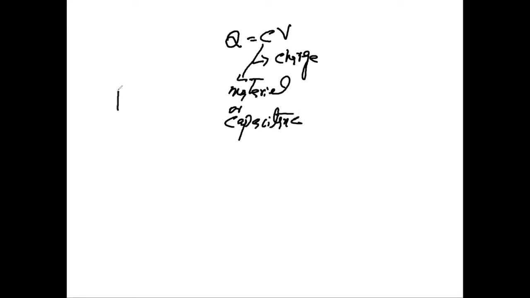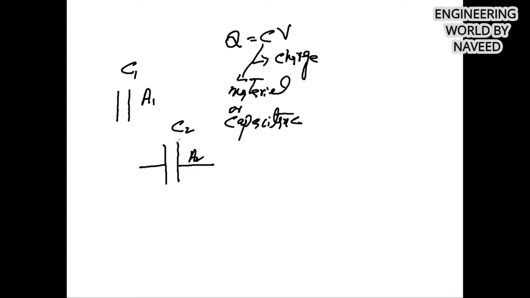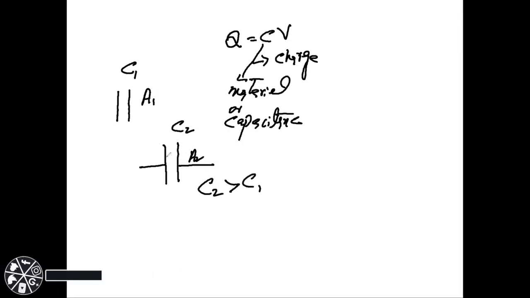Means if this is your capacitor and there is another capacitor like this, the area of this capacitor will be A1 and this area will be A2. So the area is different, which means the charge deposition on this plate will be different from the charge deposition on this plate. So the capacitance of this will be C1 and the capacitance of this capacitor will be C2. It will be different. Here a huge charge will be deposited, so my C2 will be greater than C1. The capacitance of this capacitor will be greater than the capacitance of this capacitor.